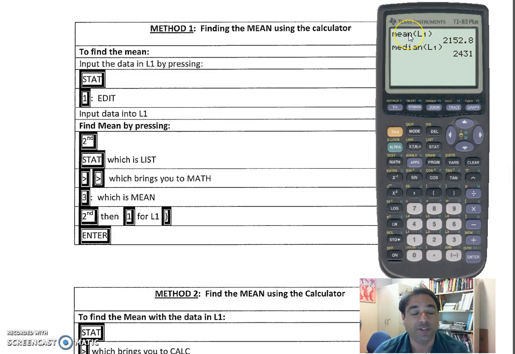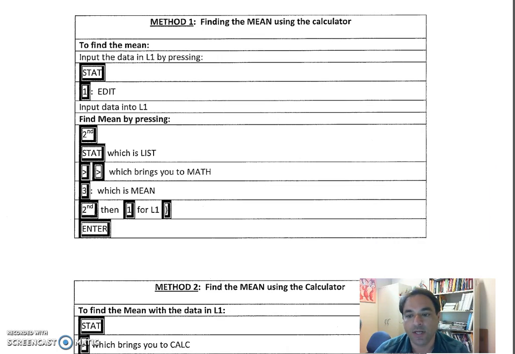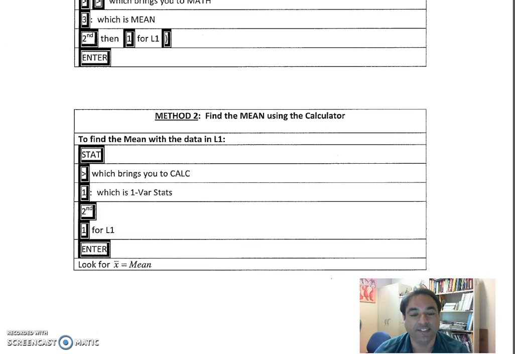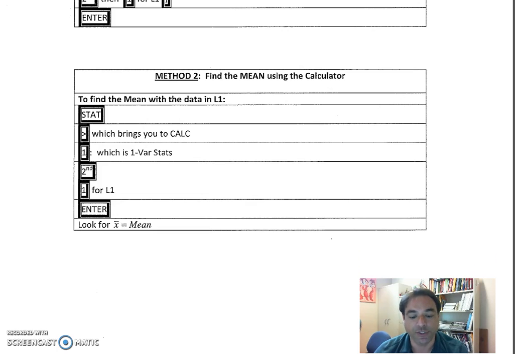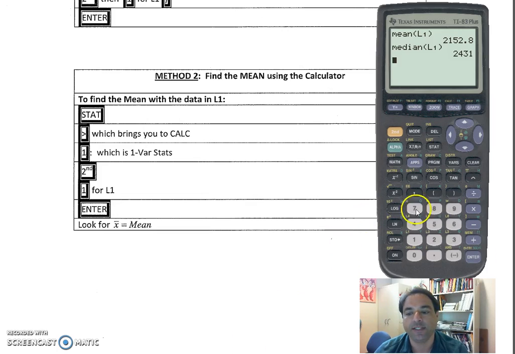Now that's one way if you specifically want to find the mean or specifically want to find the median. Now another way is to find everything at once. So here's method 2. So we go back to my calculator. Again, we've already entered the data in list 1, and we're starting at the home screen.